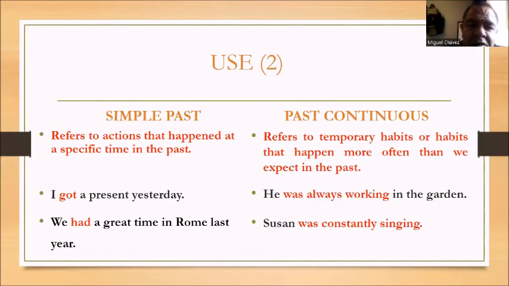We have a second use for the simple past that refers to actions that happened at a specific time in the past. I got a present yesterday. We had a great time in Rome last year. And for the past continuous, we have that it refers to temporary habits or habits that happen more often than we expect in the past. He was always working in the garden. Susan was constantly singing.